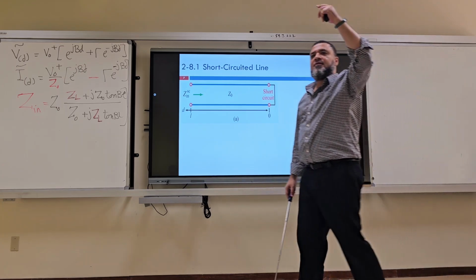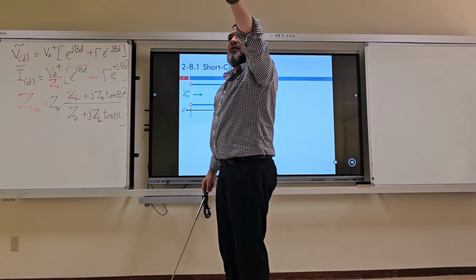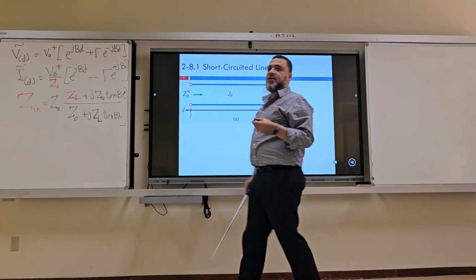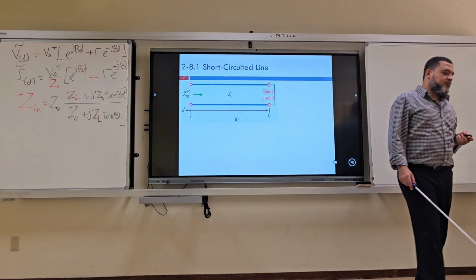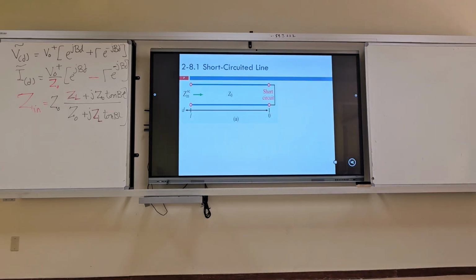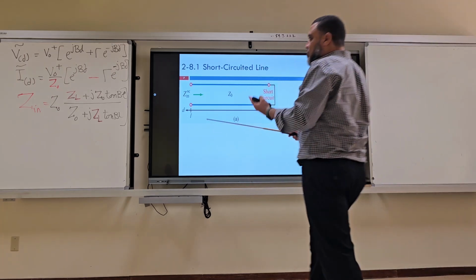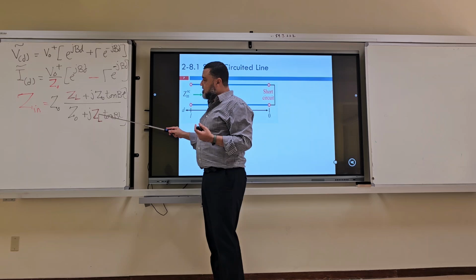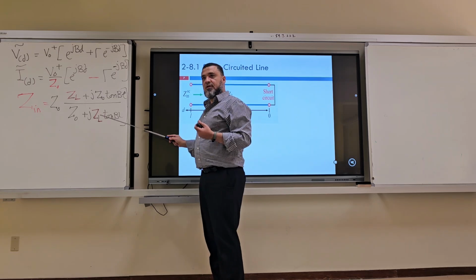What's the name? Yes, you, Khalid. Khalid, if ZL equals 0, what is the input? You read the question. Just put ZL equals 0. Okay, what is the input? The input impedance of the transmission line. Wrong. Khalid, ZL equals 0. This 0 and this 0. What is left in the equation?